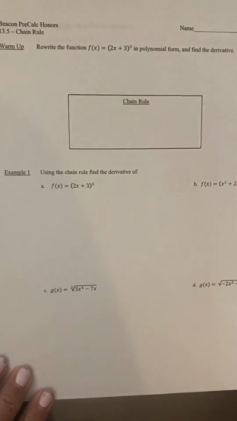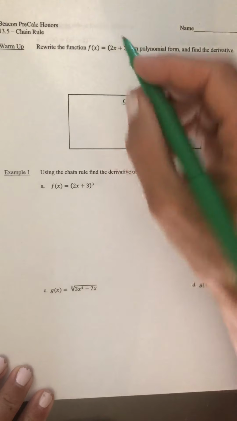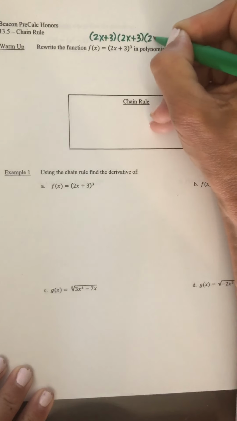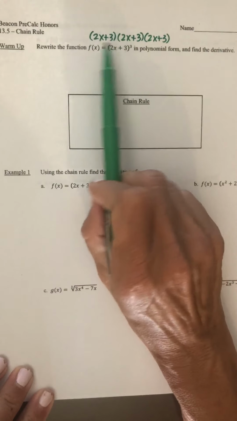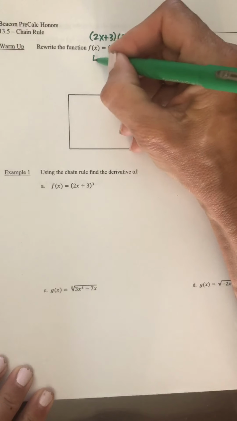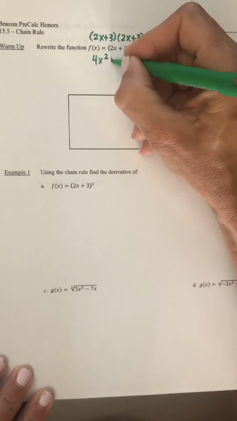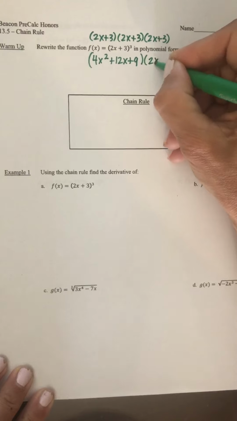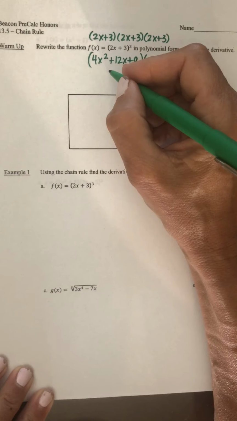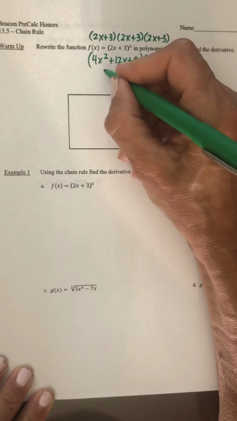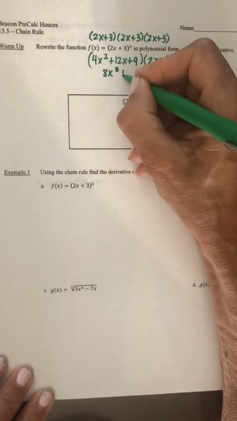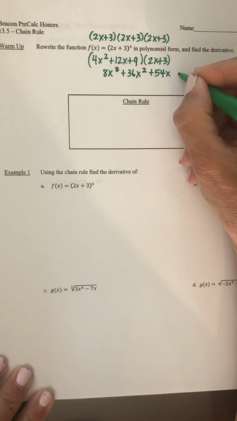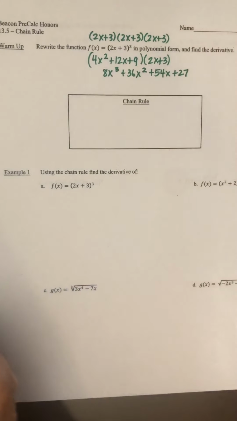So if you look at the warm-up way back, I would make you multiply this all out. 2x plus 3 cubed, which is 2x plus 3 times 2x plus 3 times 2x plus 3. What you would have to do is pick 2, multiply it out, which would get you 4x squared plus 12x plus 9. And then you'd multiply by 2x plus 3 again, which would give you, oh lordy, 8x cubed plus 36x squared plus 54x plus 27.